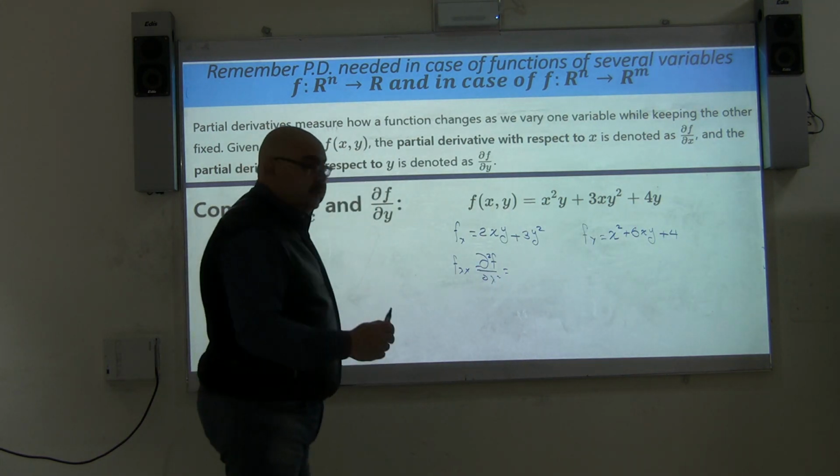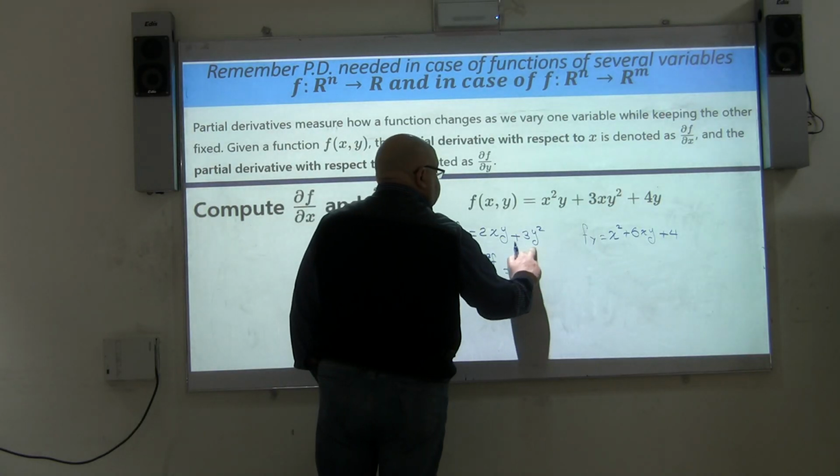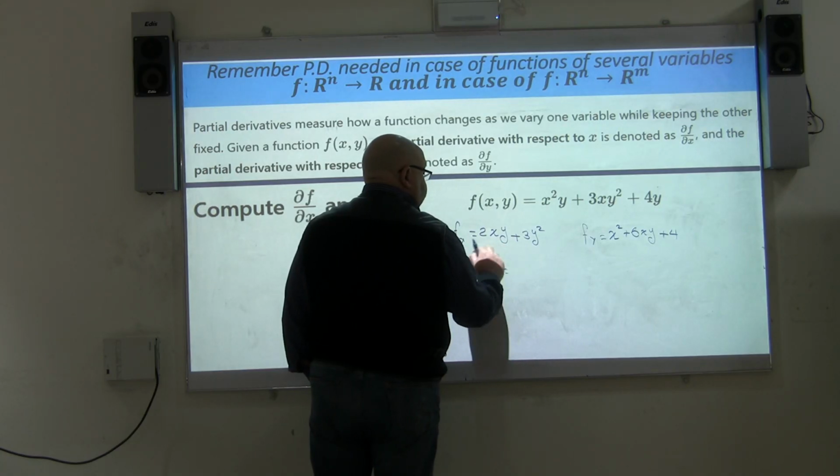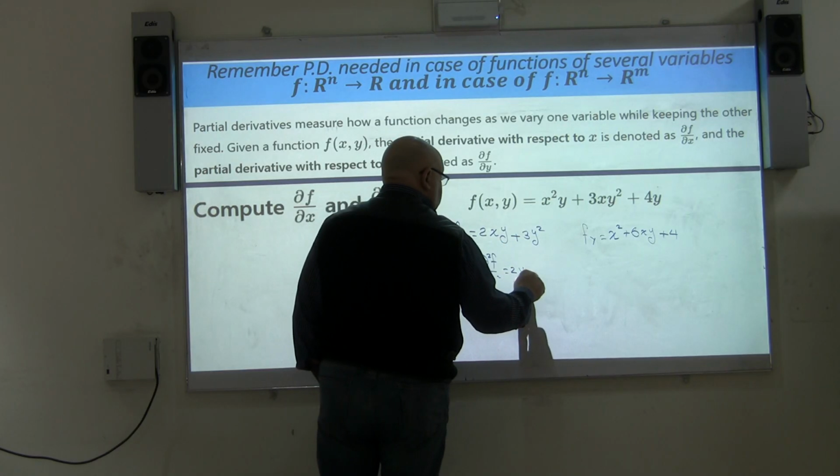Differentiate once more with respect to x. Do you have x's in here? No, so it's going to be 0. Do you have x in this part? Yes, the derivative is 1, so the result is 2.